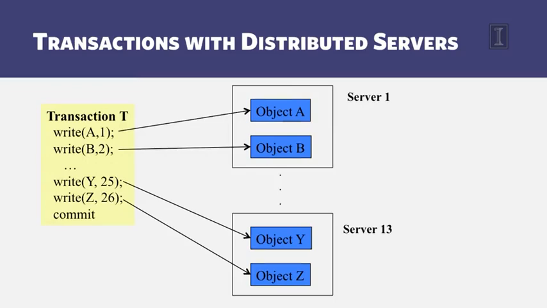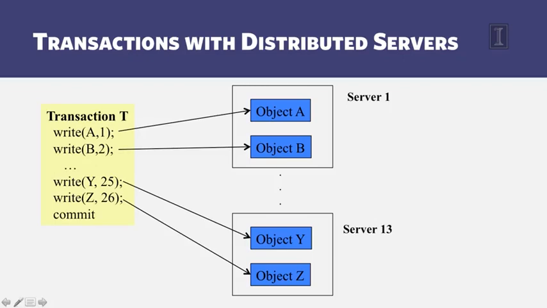Here in this case we ignore replication for now, but let's just say each object has only one replica. So there are 26 objects here, there are 13 servers, each storing two of the objects. So server 1 stores objects A and B, server 2 stores objects C and D, and so on and so forth. Server 13 stores objects Y and Z. The transaction T here writes to all of these objects.